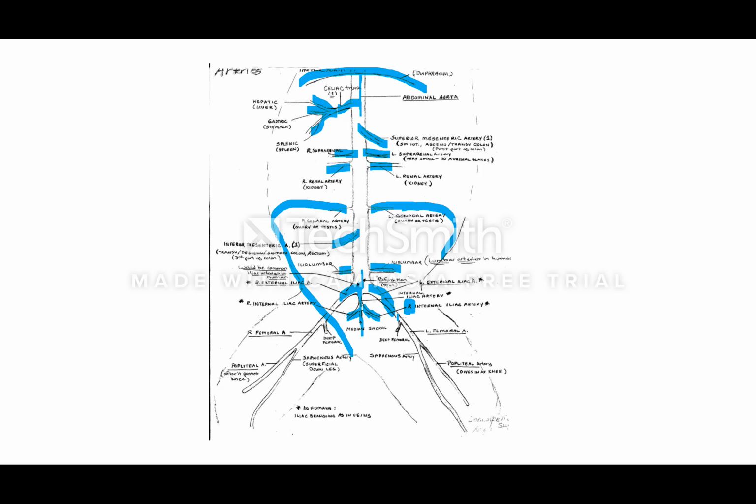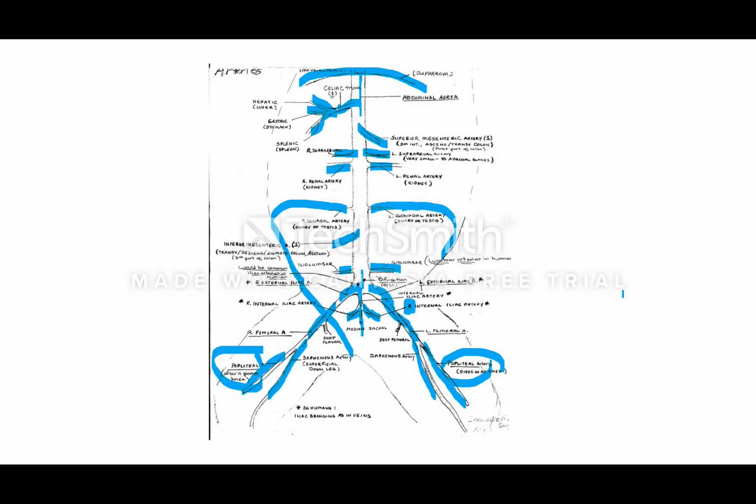Once the external iliac arteries cross the inguinal canal, they turn into the femoral. So this is the left femoral artery. This is the right femoral artery at this point. And then we're going to see the saphenous artery traveling with the great saphenous vein. It's very superficial, and a branch of the femoral is going to dive deep into the cat's knee, and that turns into the popliteal arteries. Again, over here is left, and over here is right.